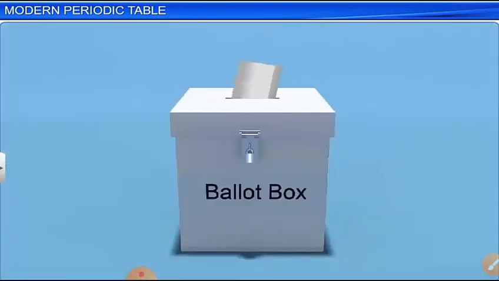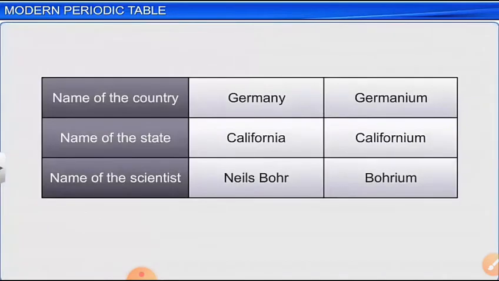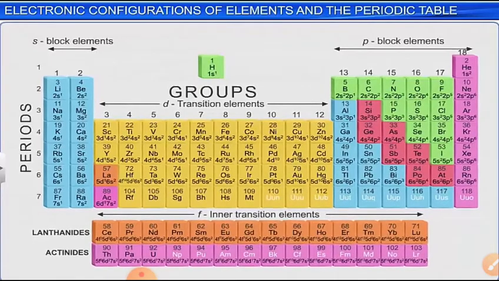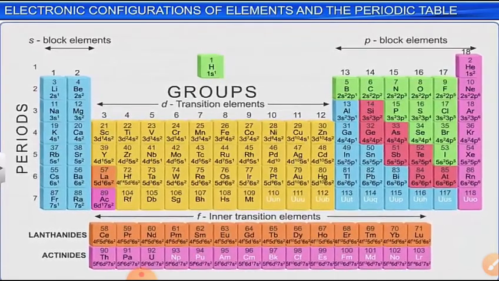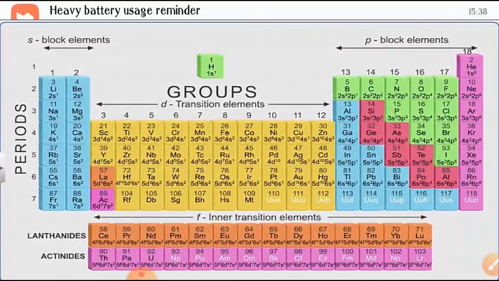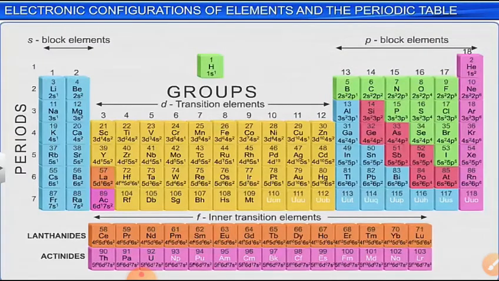So with IUPAC naming, to avoid confusion, we also have voting done in the committee by the representatives of the IUPAC, and then the name is based on the country, state, or on the name of the scientist. This is how we name. So the naming of elements after atomic number 100 is done according to IUPAC nomenclature.